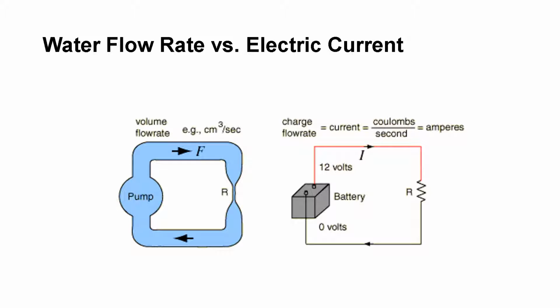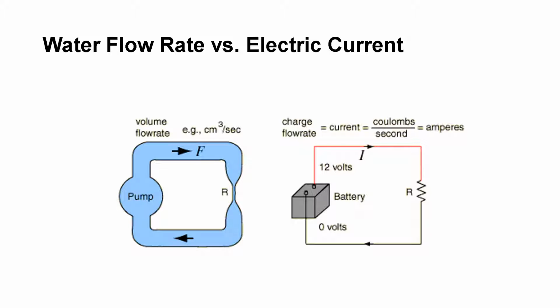We do the same kind of thing, the same analogy holds exactly for electric current. If we have 12 volts, essentially that 12 volts is pushing the charge through. That's giving us a charge flow rate instead of a volume flow rate. And that charge flow rate we call current, I. And current is coulombs per second. So it's essentially charge per second, or amperes is the unit that we use.